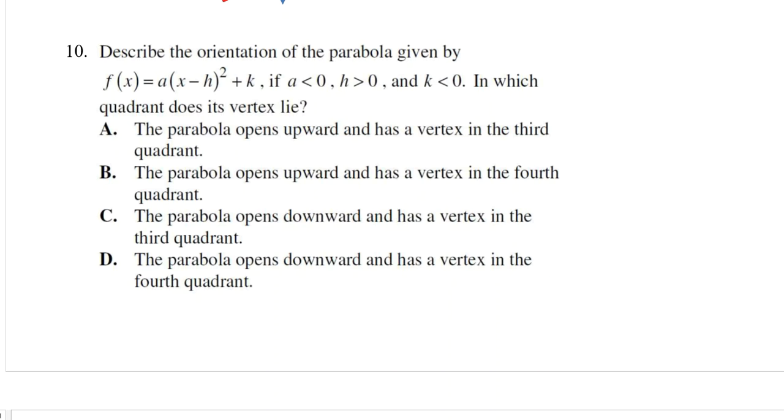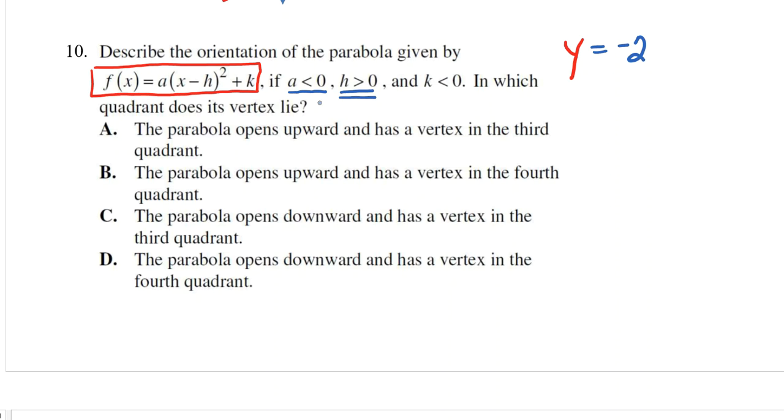Describe the orientation of the parabola. And this is our graphing form. Remember that f of x, you could put a y in that position. And now I'm going to do an example here. It says that a is a negative number. So instead of f of x, I put y. A is a negative number less than 0, so I'm just going to pick one. I'm going to put -2.